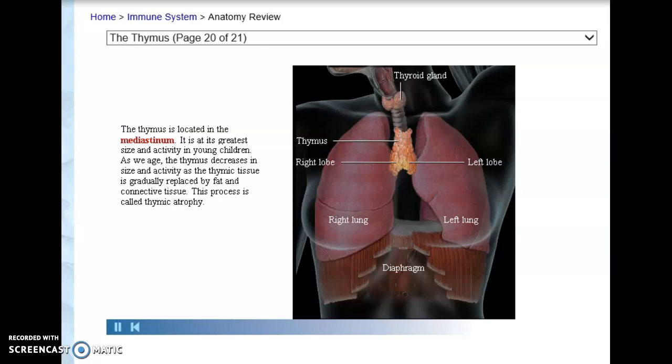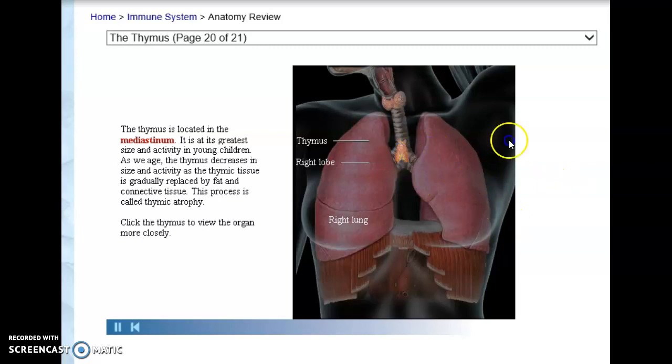In the elderly, thymic epithelial cells are almost entirely replaced by fat cells and fibrous connective tissue. This process, called thymic atrophy, may be one reason why the elderly are more susceptible to infection. Click the thymus to see thymic atrophy. Click the thymus to view the organ more closely.